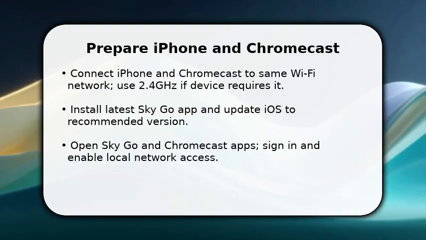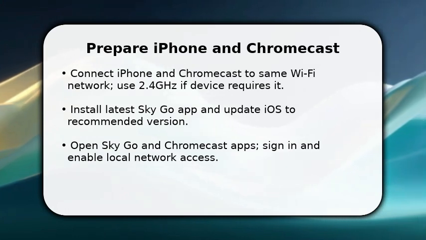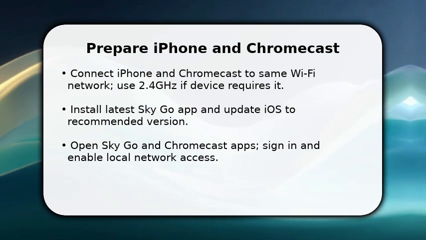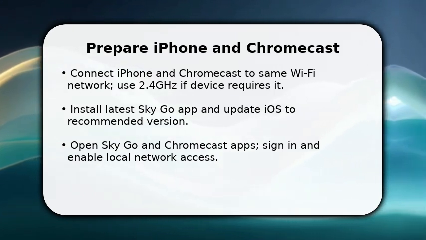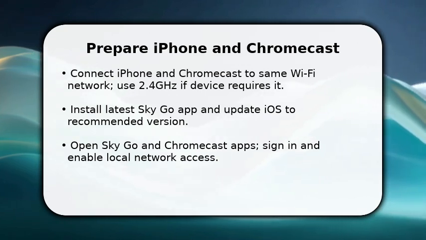You start by getting the essentials right. Make sure your iPhone and Chromecast share the same Wi-Fi network so devices can discover each other. Once done, update iOS and the Sky Go app to the latest versions so compatibility issues are minimized.